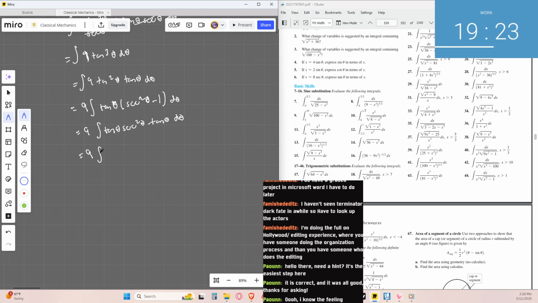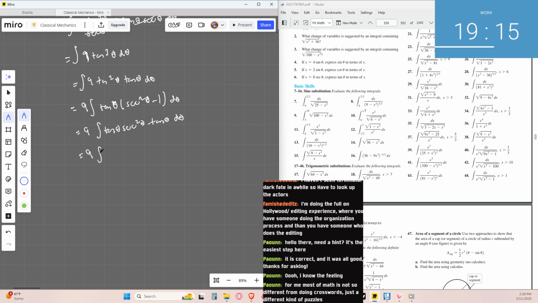What I struggle with the most in math problems is that sometimes I think of an idea, but then I realize the timing of setting things up, like U substitution. Wait, if I change this to U, then I can make the derivative, but at the same time, if I change it to U, then I can't cross out certain things. For me, most of math is not so different from doing crossword puzzles. Yeah, just a different kind of puzzle. Yeah, right. Exactly.